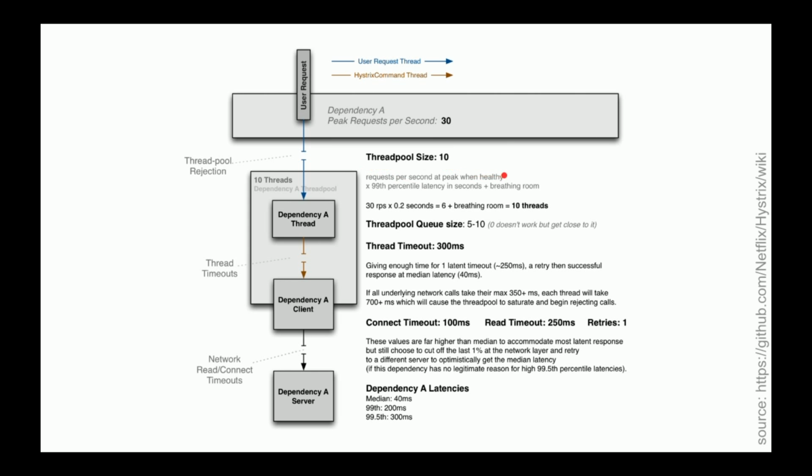We have this hint that we should take latency in seconds from the 99th percentile and multiply it by requests per second in a peak. And that's how we have this six. So we need six threads to serve all the traffic. But it is a good idea to add some breathing room, and people at Netflix like numbers like 5, 10, and 20. So that's why they chose 10.